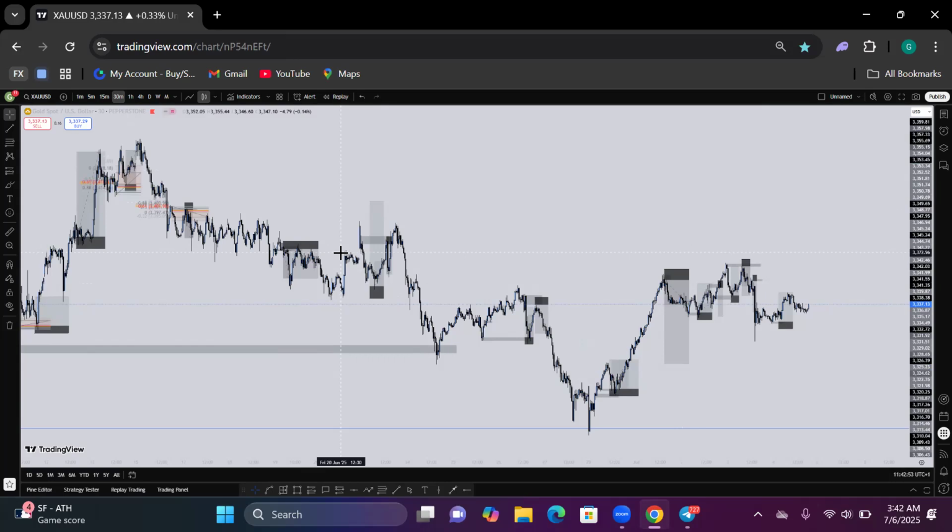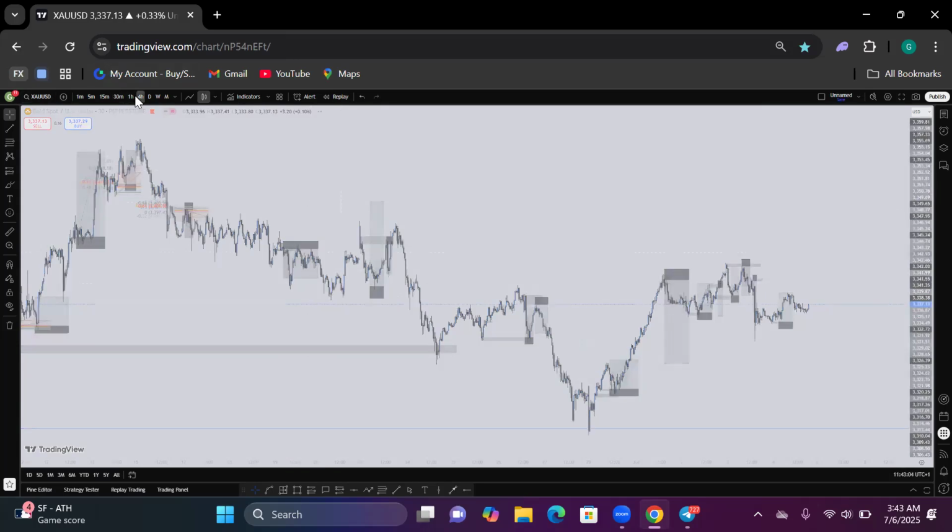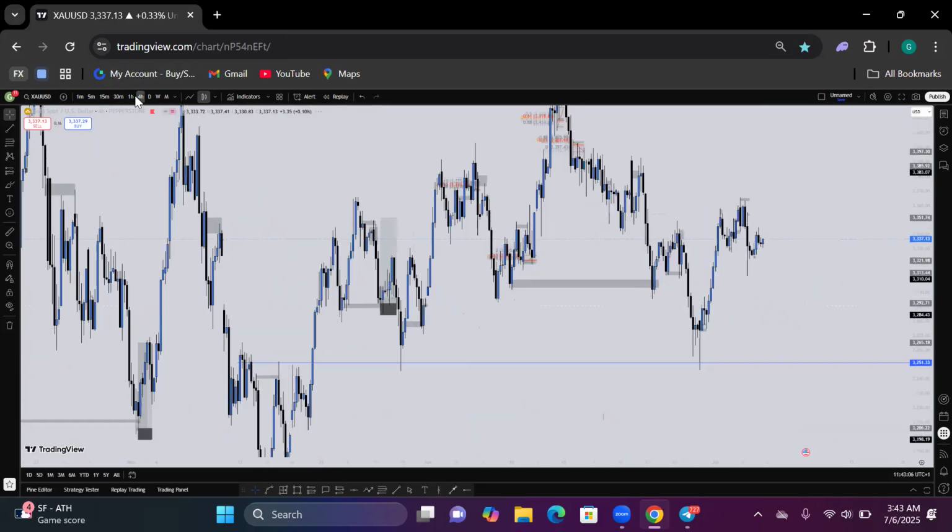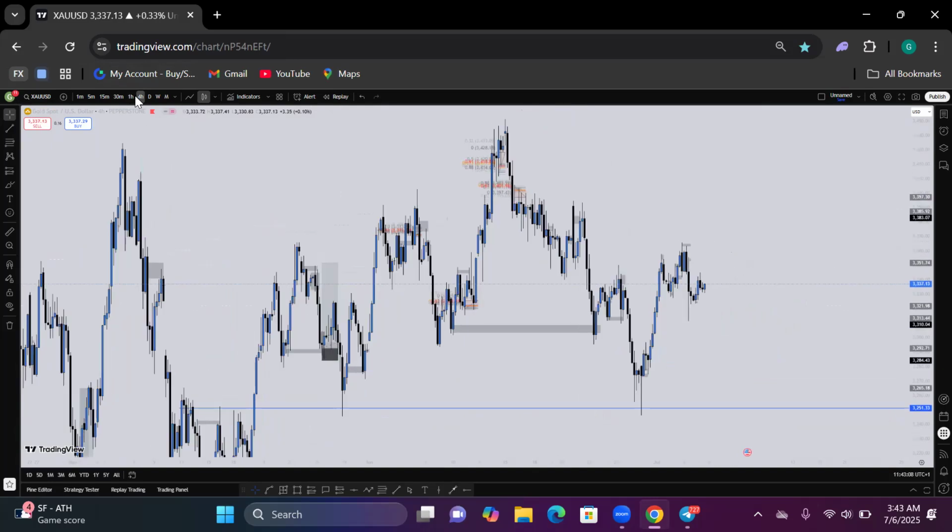First of all, this brings us to the concept of levels. You need to look out for high value areas. Now, how can we confirm or do this? We can do this in two particular ways.